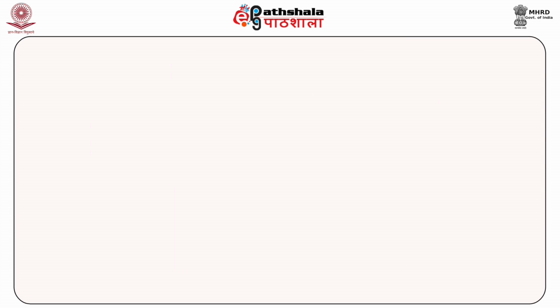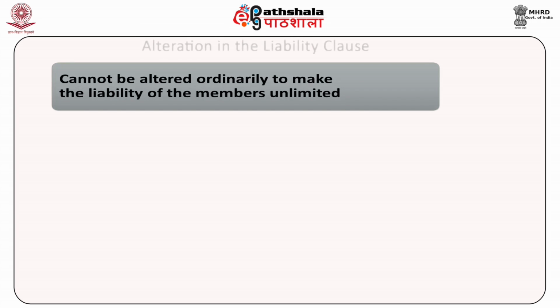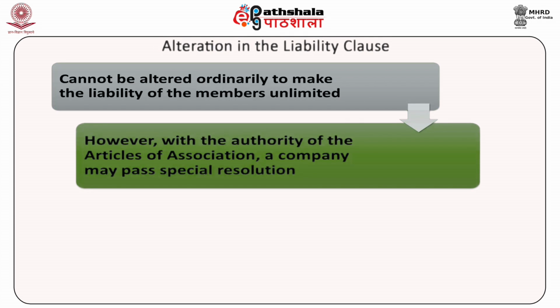Alteration in the liability clause. Ordinarily, it cannot be altered so as to make the liability of the members unlimited. However, with the authority of the Articles of Association, a company may pass special resolution altering liability clause of the Memorandum of Association so as to make the liability of directors or of any other director or manager unlimited.